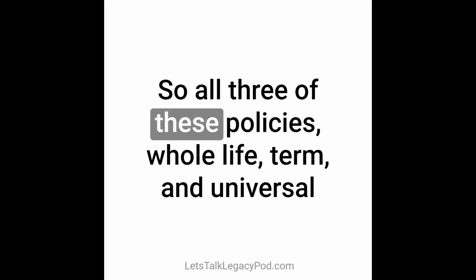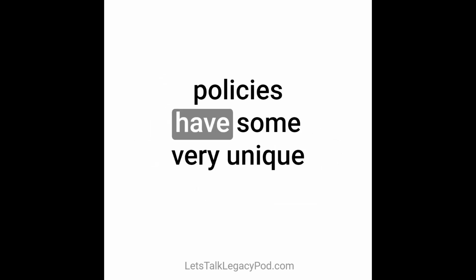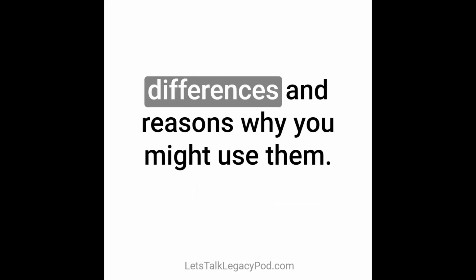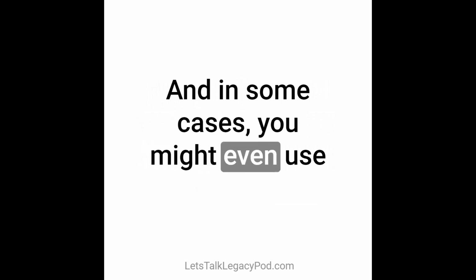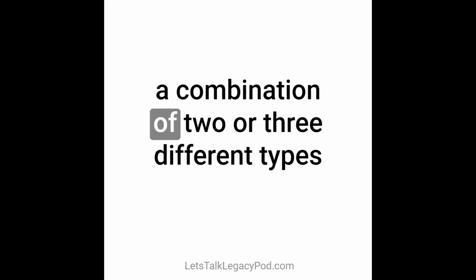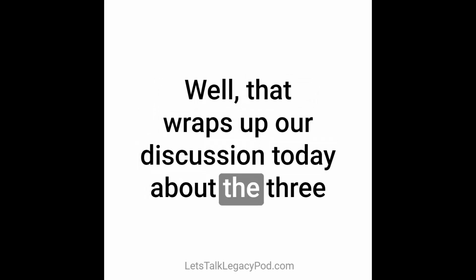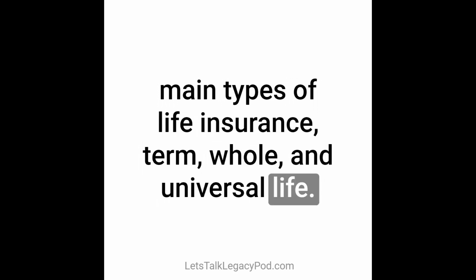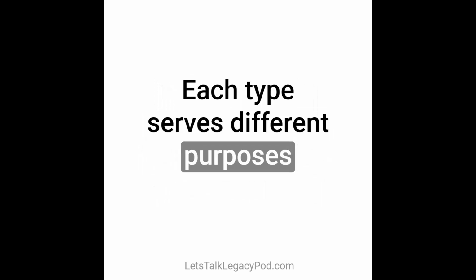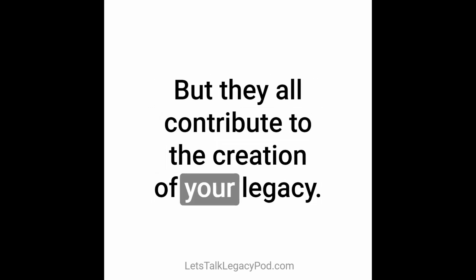So all three of these policies, whole life, term, and universal policies, have some very unique differences and reasons why you might use them. And in some cases, you might even use a combination of 2 or 3 different types of policies to help you achieve different goals. Well, that wraps up our discussion today about the 3 main types of life insurance: term, whole, and universal life. Each type serves different purposes and offers advantages, but they all contribute to the creation of your legacy.